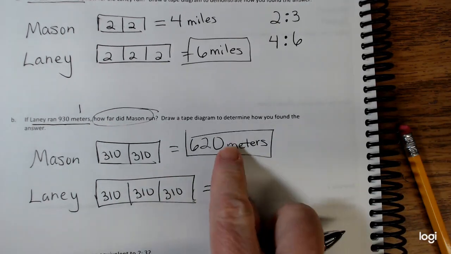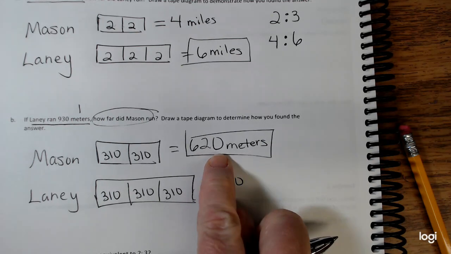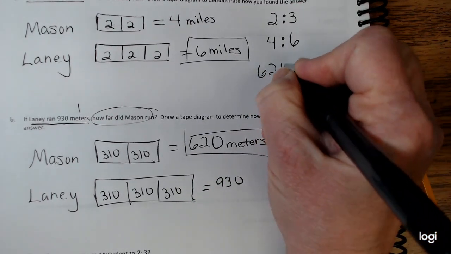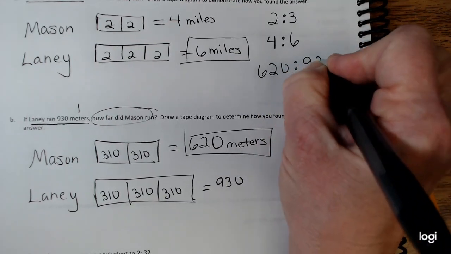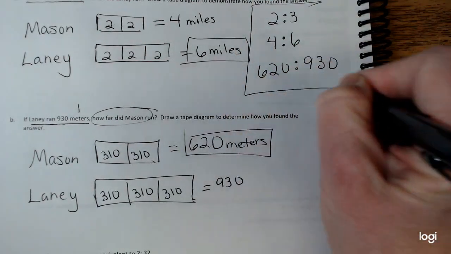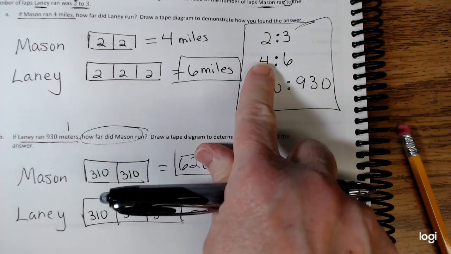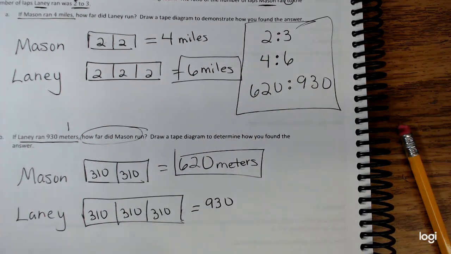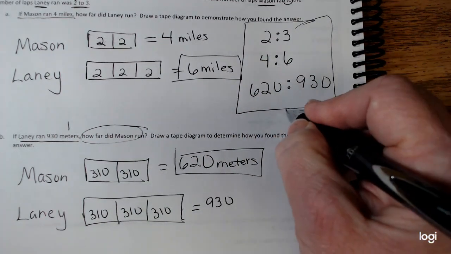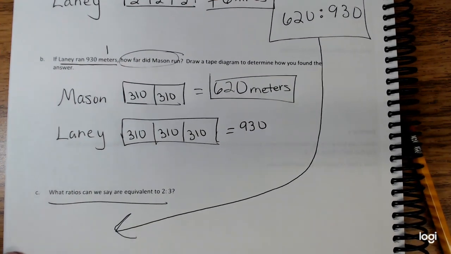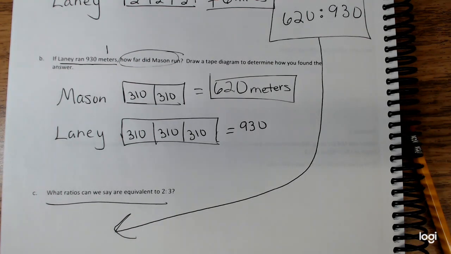But once again, we have another equivalent ratio. We have 620 to 930. These 3 are equivalent ratios. Smaller number, smaller, bigger, so they are all in the correct order. These 3 ratios are going to go right down here when it asks for equivalent ratios. Okay, go ahead and flip over to the next page, please.